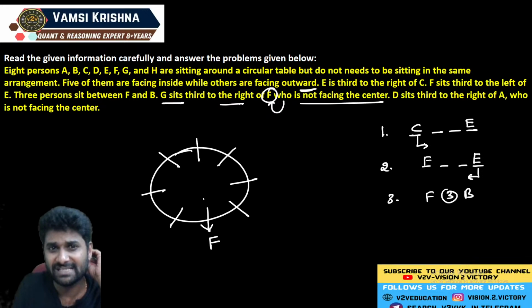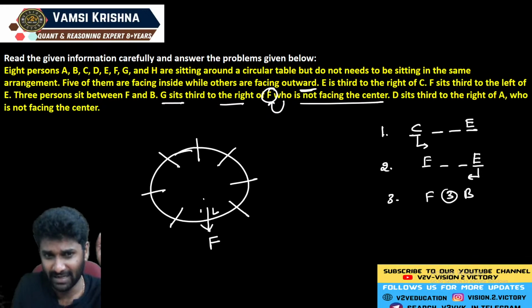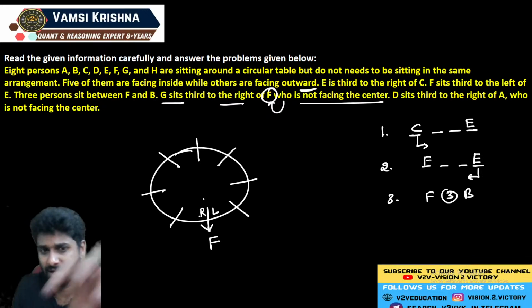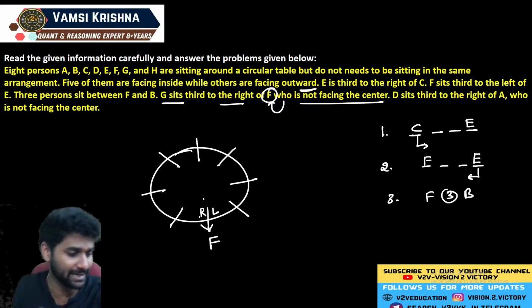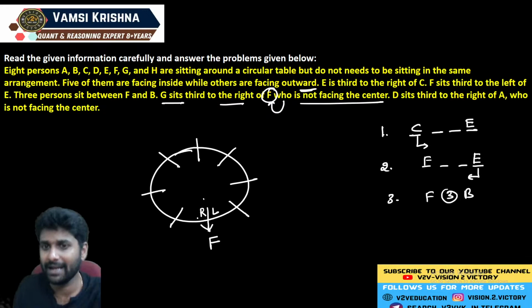Now, G is the third right of F. You already know that facing away from the center, it's reversed left and right. For your reference only, I'm going to take this right and left, but don't write it while solving questions. You should recognize which one is the right side and which is the left side. First right, second right, third right. So definitely this is G. And we don't know whether they are facing inside or outside.